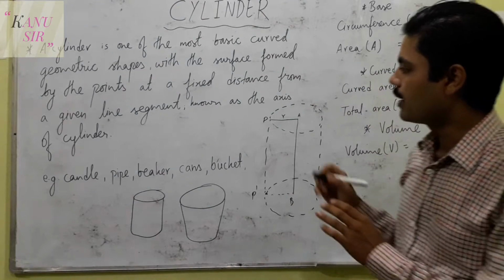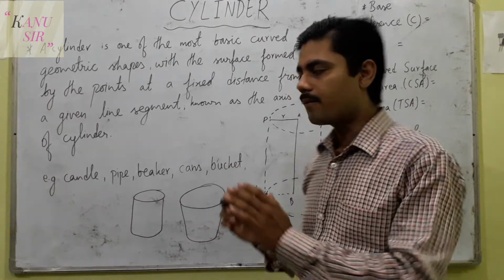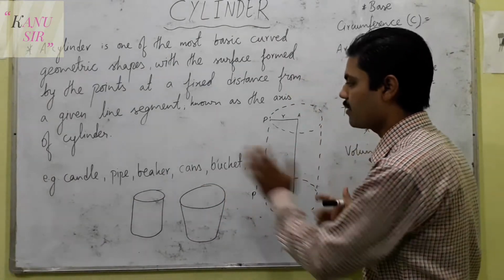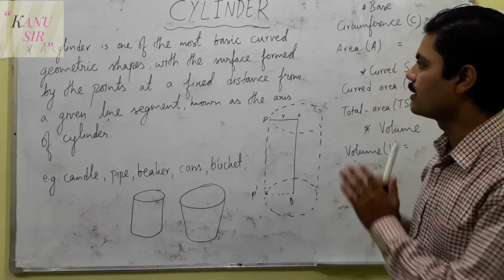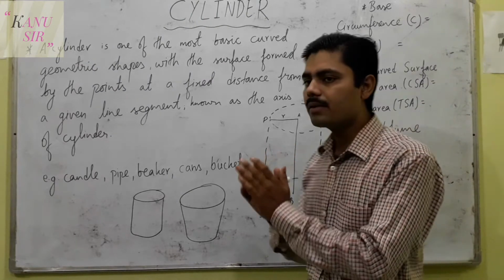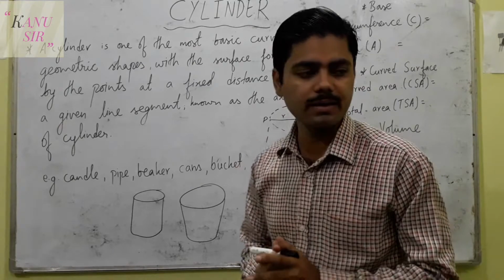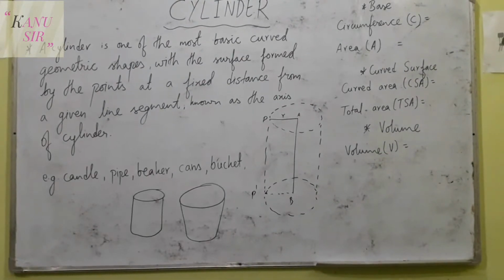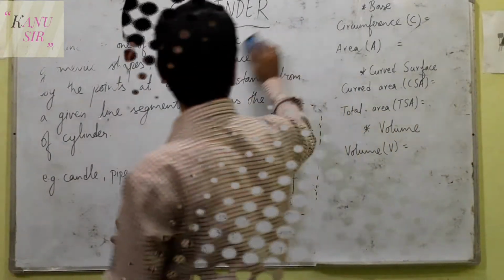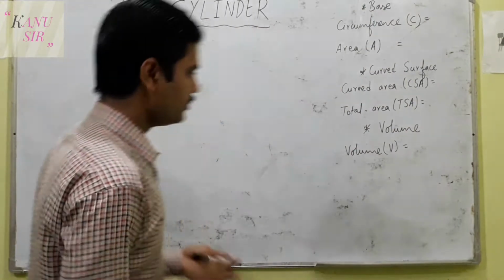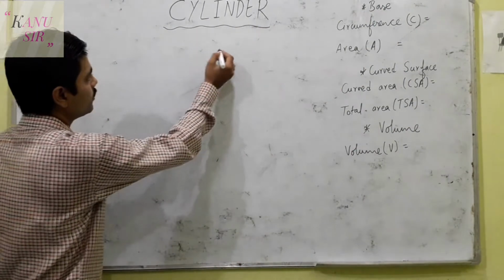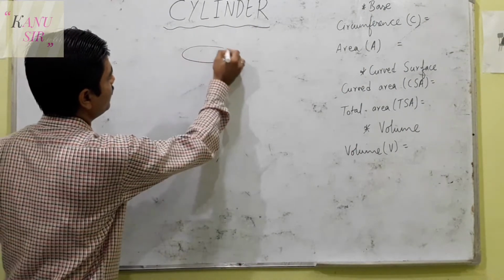After understanding the examples that look like a cylinder, next is understanding the formulas of a cylinder. Now I am going to draw a figure of a cylinder.